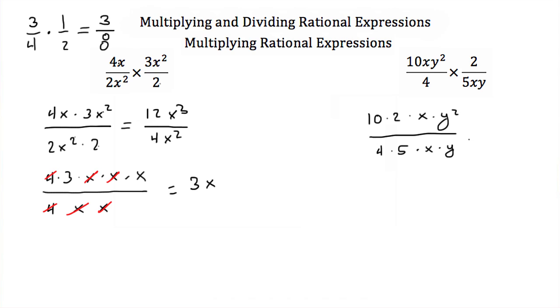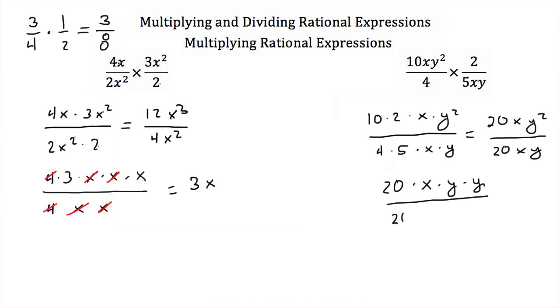Now 10 times 2 is 20, and then we have an xy squared. My denominator, 4 times 5 is 20, and then I have an xy. So this is 20 times x times y times y. In the denominator I have a 20, and I have an x and a y. My 20s are going to cancel. My x's are going to cancel, and one of my y's is going to cancel. So after we do our multiplication, this will simplify down to just being y.